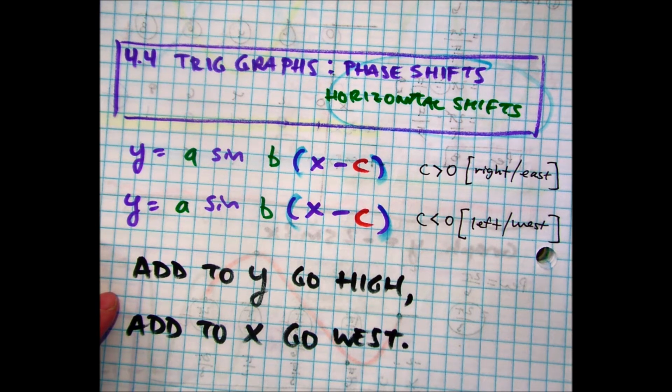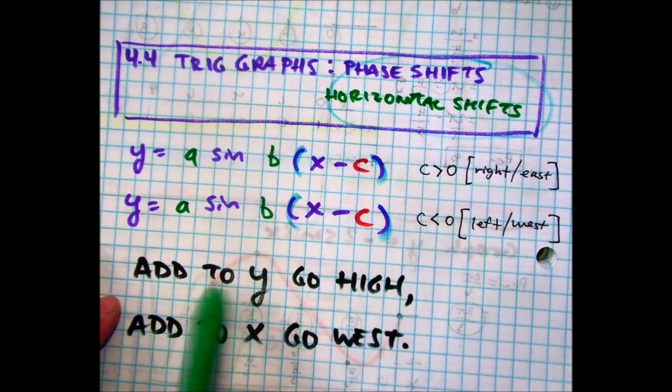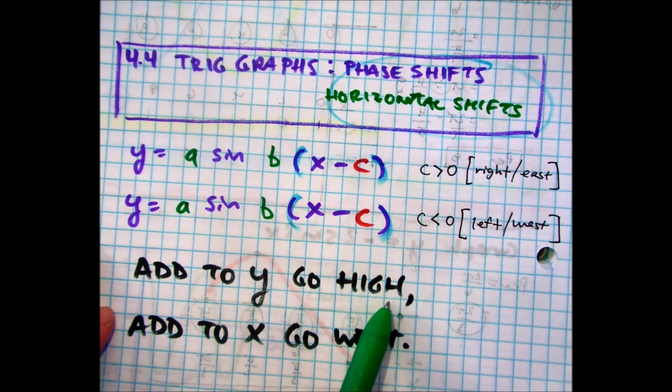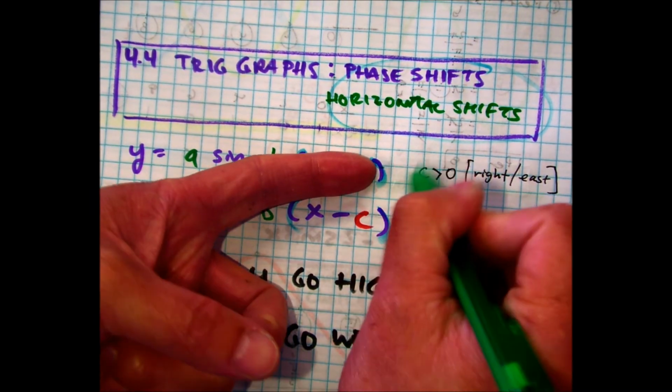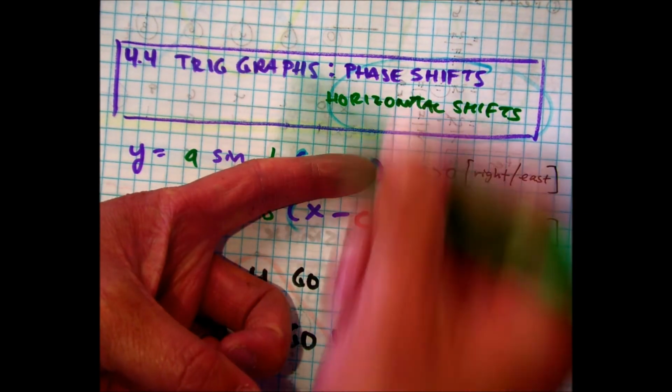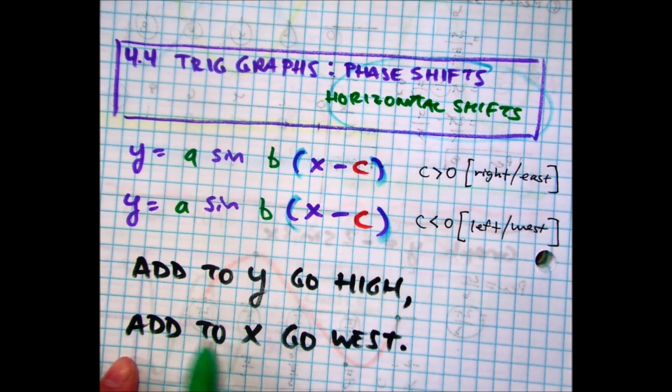So I do have a silly phrase. Add to y, go high. We're eventually going to learn that's the letter D. If you cover all of that up, there's the plus D. You're just adding to y, so you're going to move up or down. Add to x, go west.